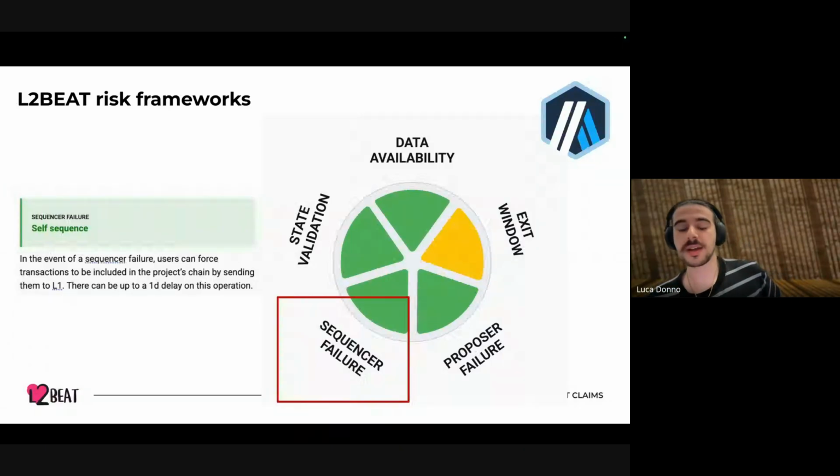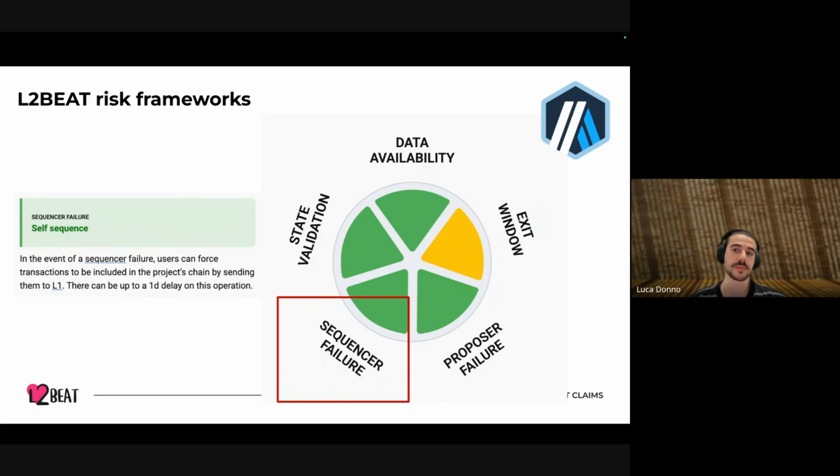Sequencer failure is about how you get your transaction in. The way that Arbitrum works is that if you post your transaction on Ethereum, then there is a guarantee that this transaction will also appear on Arbitrum. So the only way for Arbitrum to censor you is if Ethereum itself censors you. We call this mechanism a forced transaction mechanism, because you get the same censorship resistance guarantees of Ethereum, which is the best.